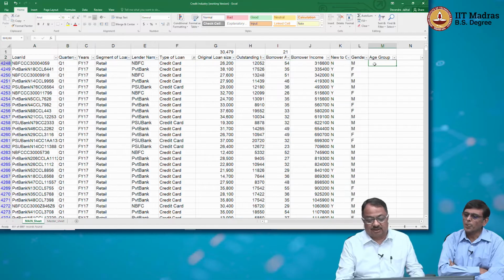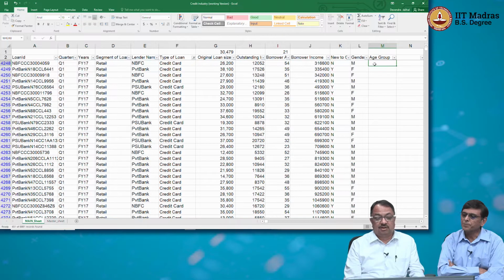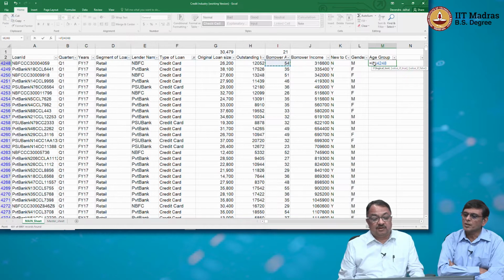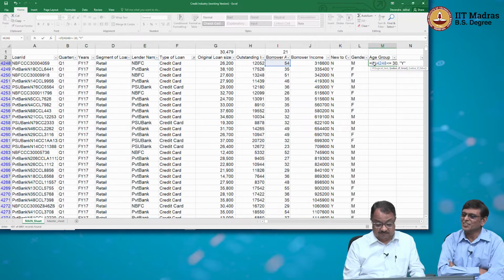So we can do that. Now, the best way to do this is to use IFs, right? So I have created a new column called age group. Say equal to IF borrower age is less than or equal to 30. Then we call it Youth. Y is enough. Yeah, as long as you understand it's youth.